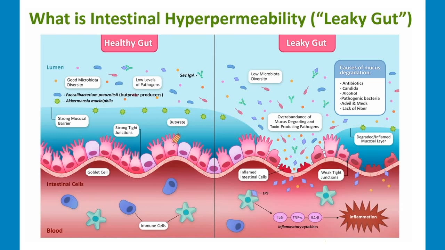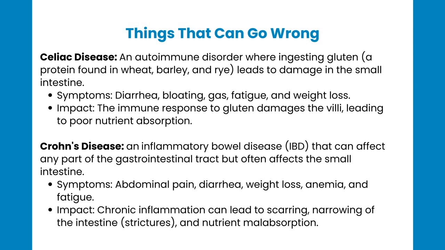But when you look on the other side, the leaky gut side, you see that for one, there's cells that don't even have villi and microvilli. And now those tight junctions are no longer tight. So all of those things can move through the intestinal lining into the bloodstream. So let's look at other things that can go wrong past leaky gut.